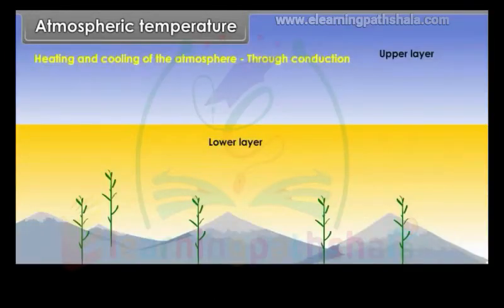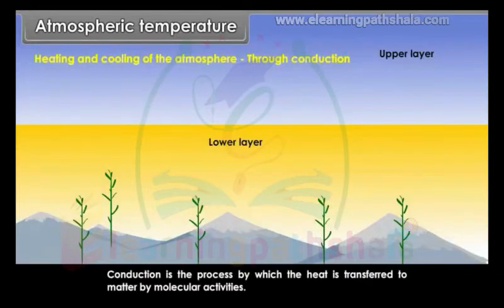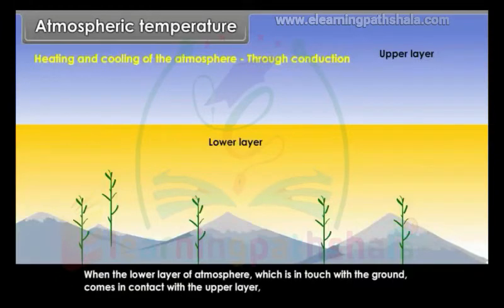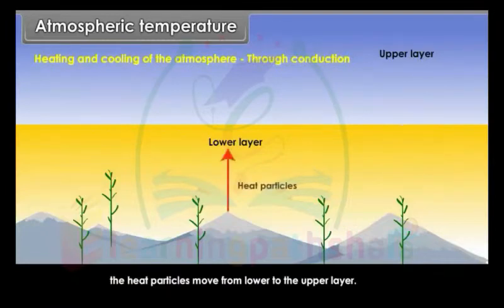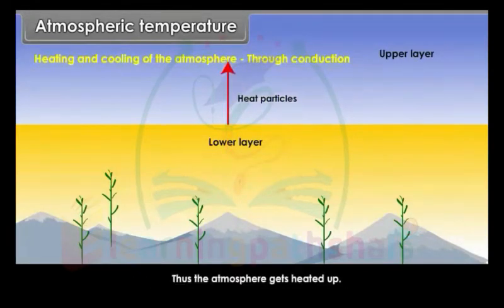Through conduction. Conduction is the process by which the heat is transferred to matter by molecular activities. When the lower layer of atmosphere, which is in touch with the ground, comes in contact with the upper layer, the heat particles move from lower to the upper layer. Thus, the atmosphere gets heated up.